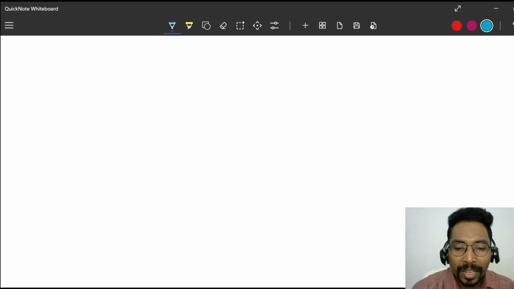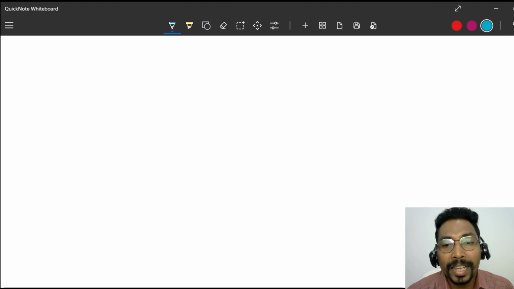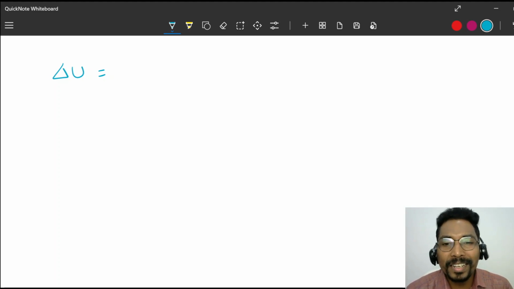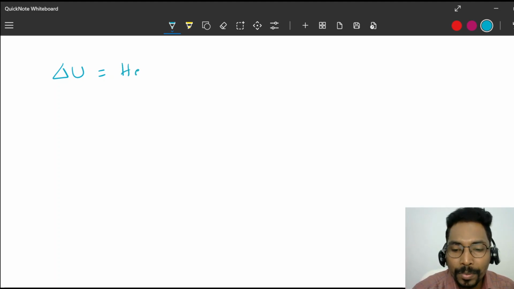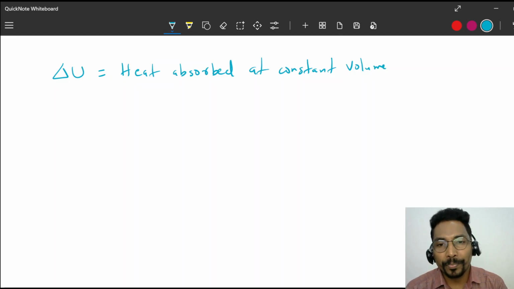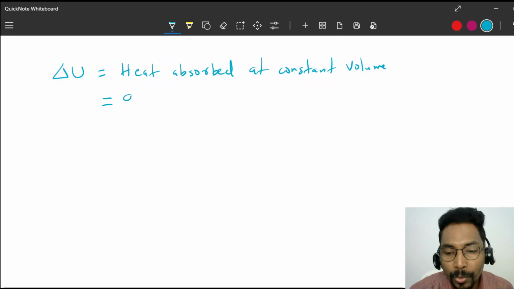Okay. Now we have some other expressions for delta H and delta U. That means delta U or internal energy change can be defined as heat absorbed at constant volume. Heat absorbed, what is the term for heat? Q. Okay, so heat absorbed at a constant volume means that is QV.